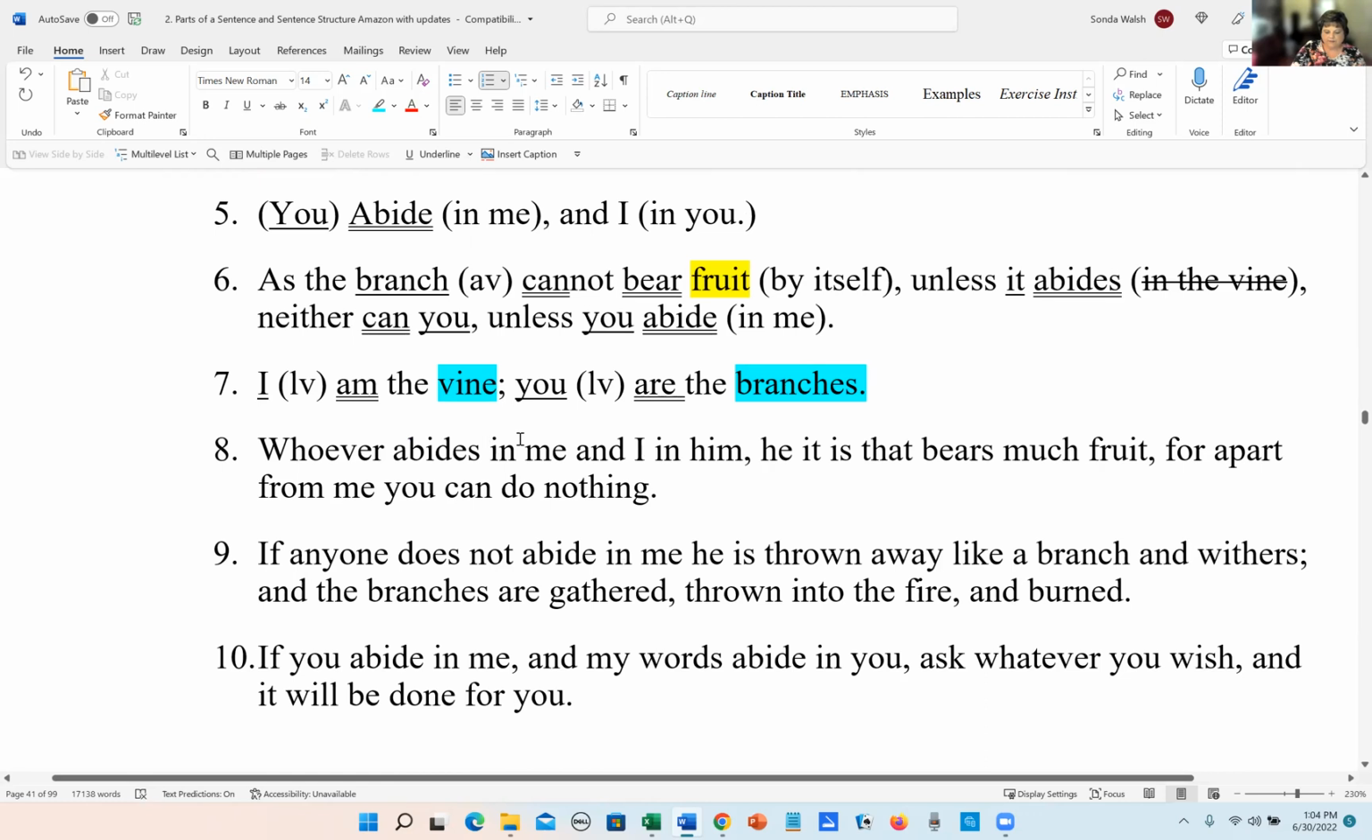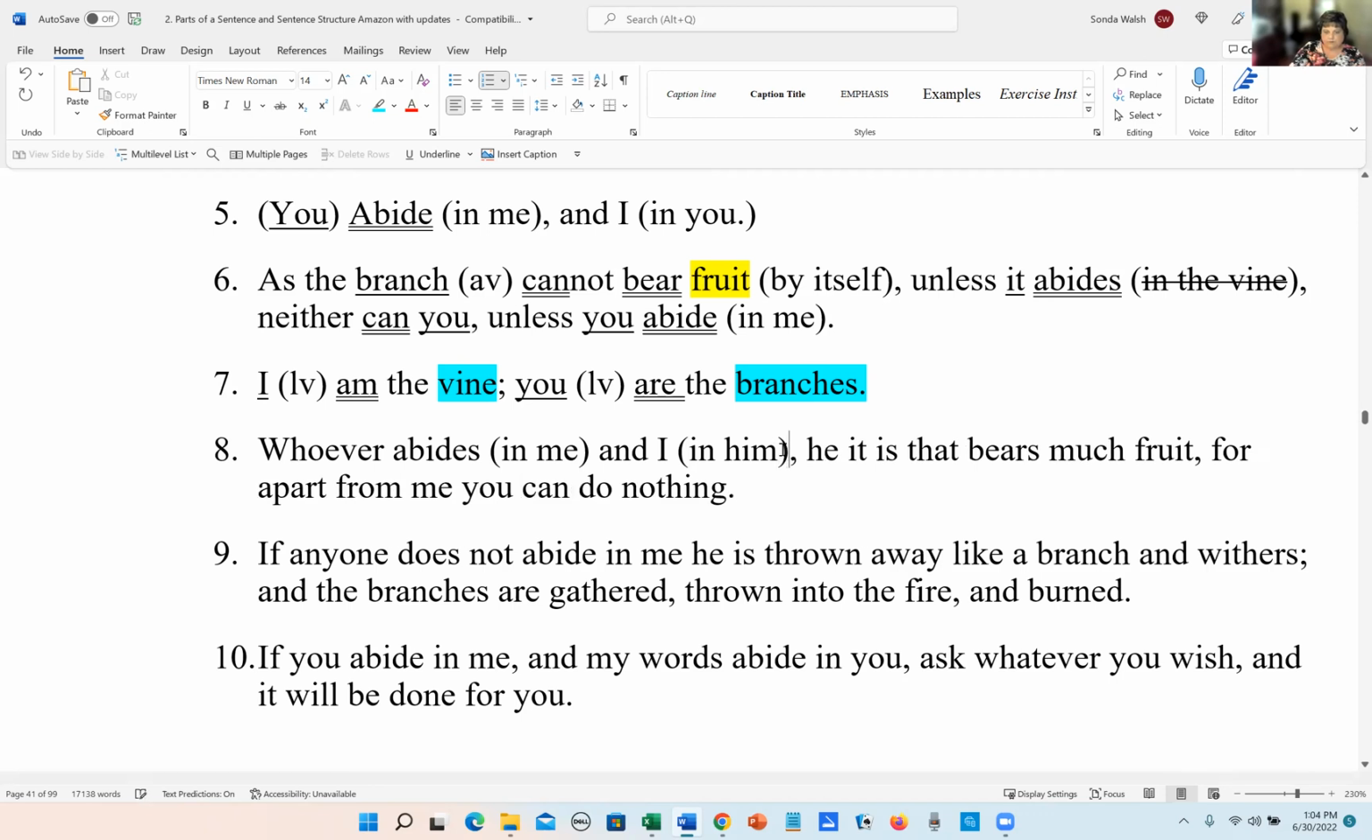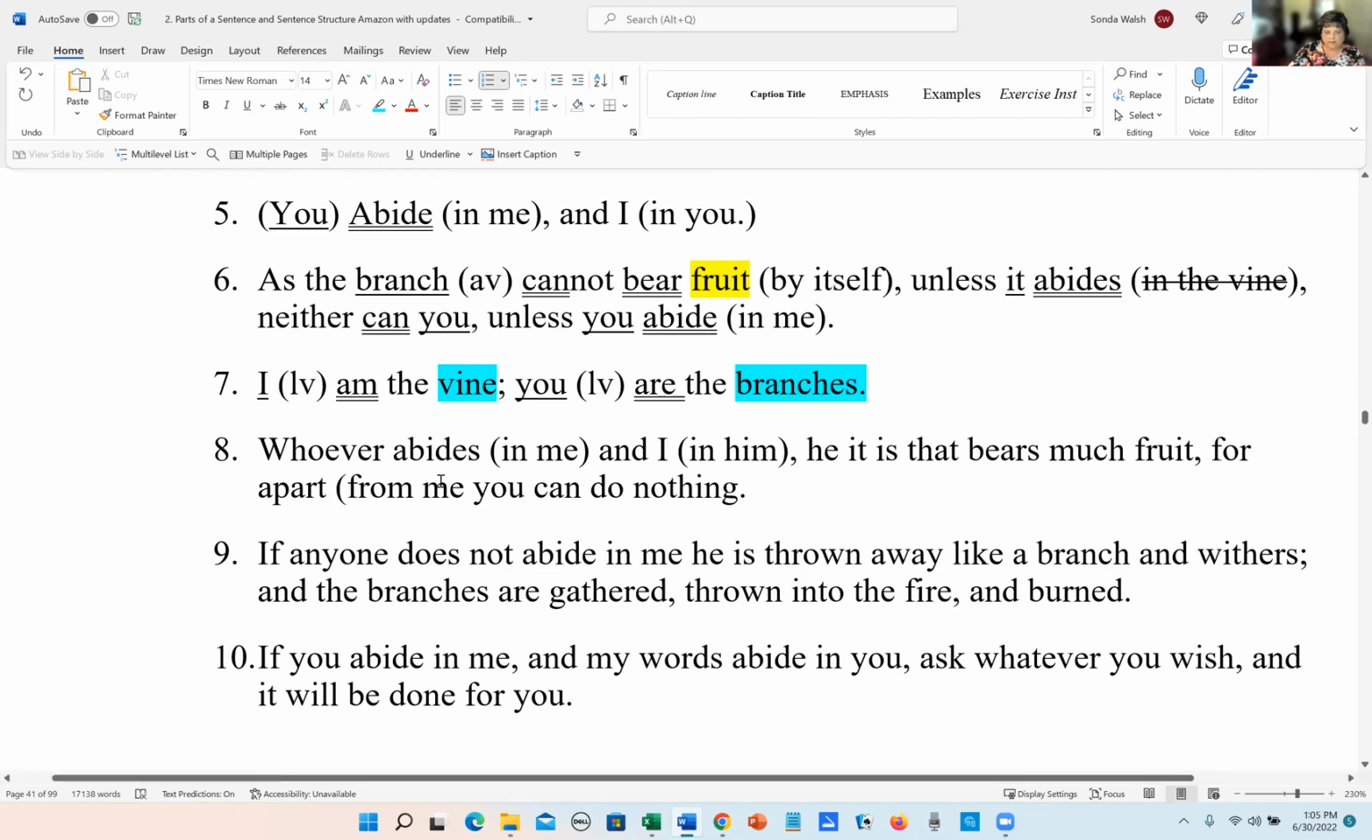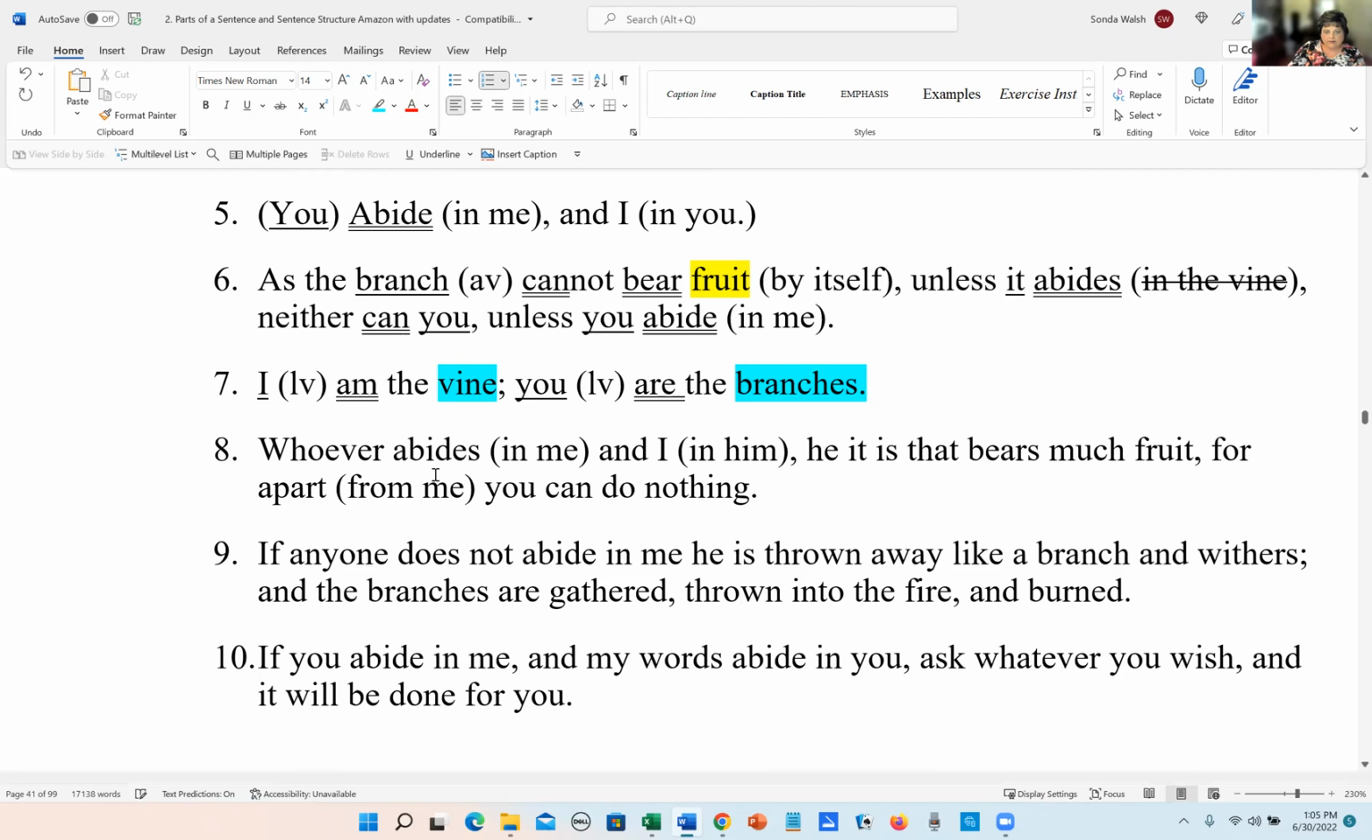Number 8, "in me" is a prepositional phrase. "In him" is a prepositional phrase. "From me." Okay. So whoever is a subject. Abides is a verb. "In me" is a prepositional phrase.